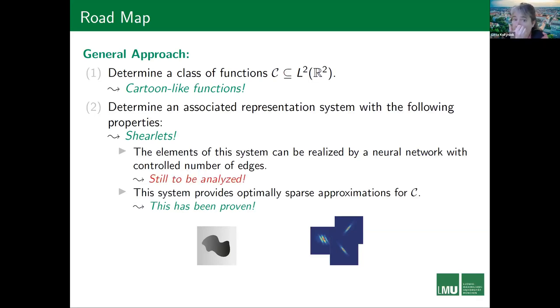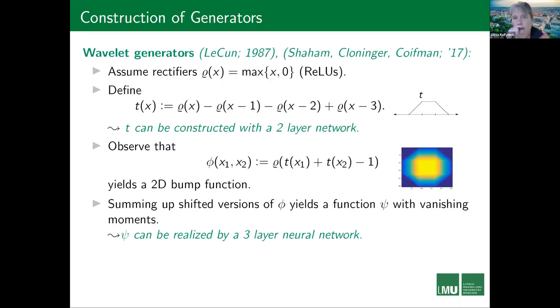The only thing which is missing is whether we can actually build neural networks which realize these elements, like, for instance, shearlets, with a controlled number of edges. Now, this can be done. We will see that also a bit later again. And so we take here ReLUs.